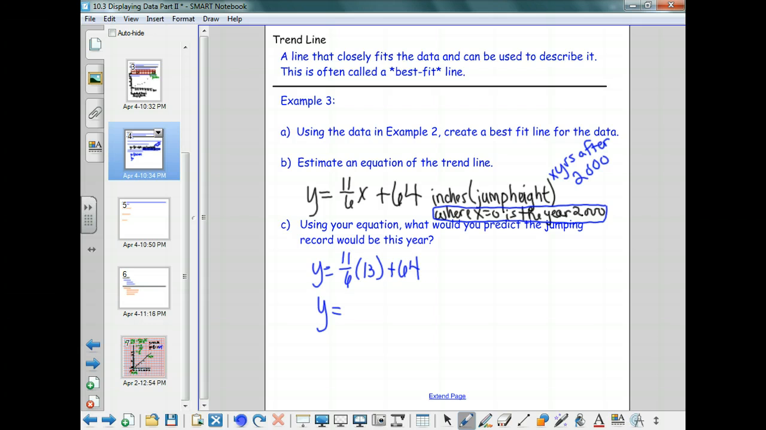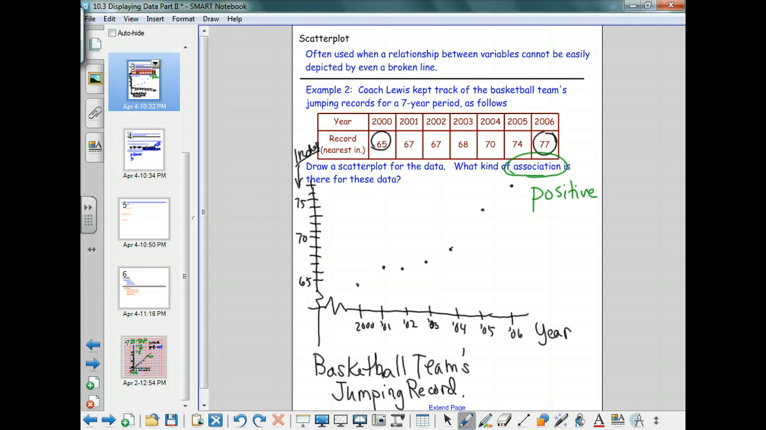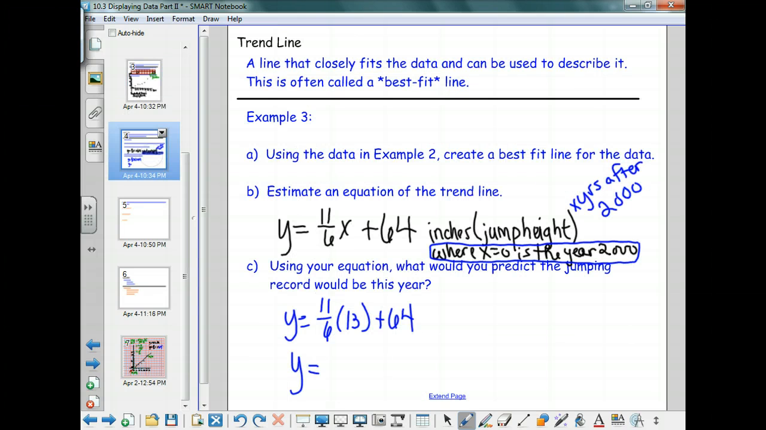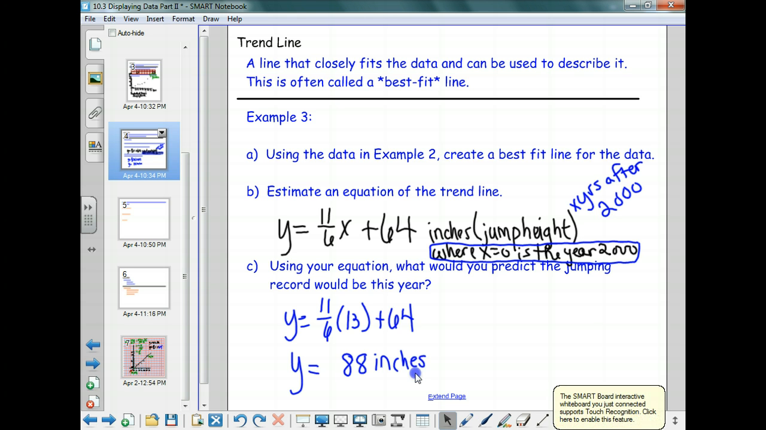Typically, you round to whatever the accuracy was originally. So if you take a look at these original values, they're all given to the nearest inch. So it makes sense to round this to the nearest inch as well. So 80, yes. 88. 88? Yeah? Excellent. And better put inches because that's how we're measuring it, correct? There we go. Inches. Are we all okay?